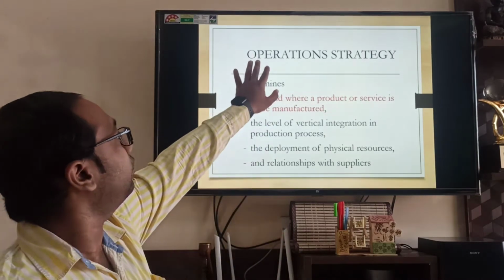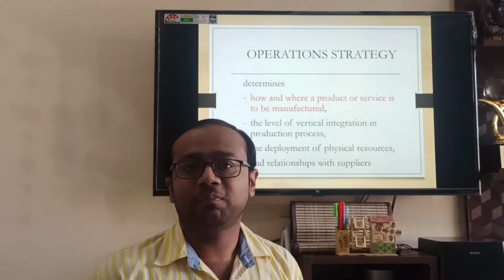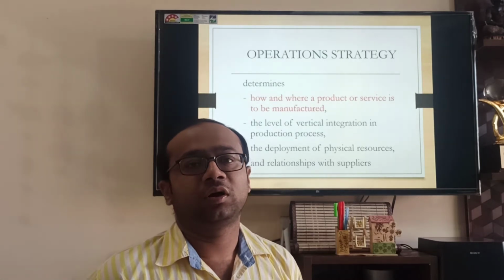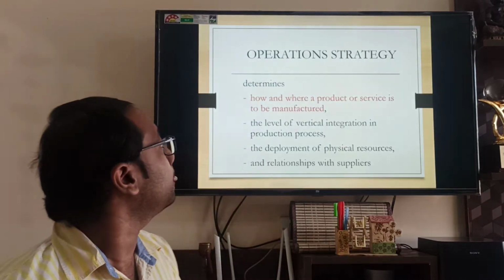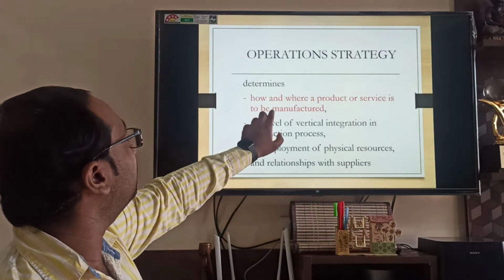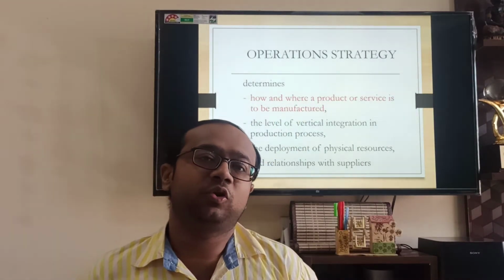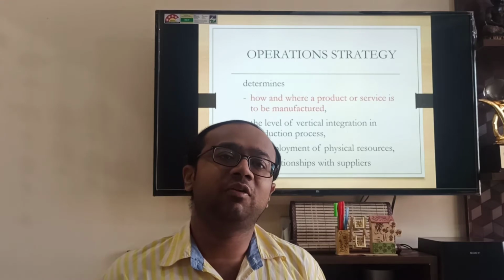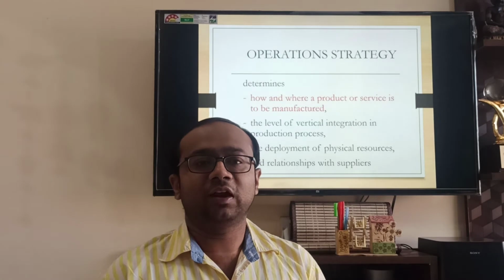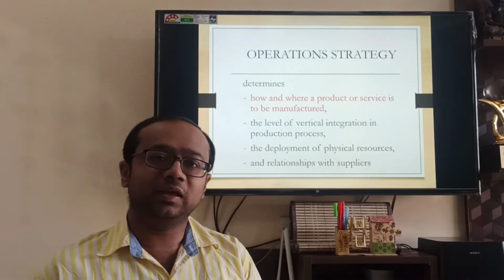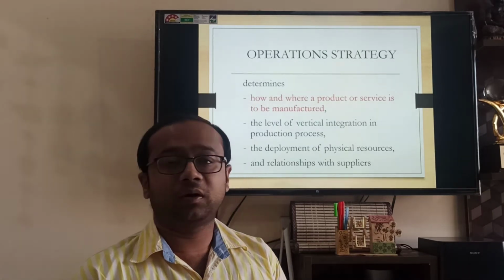Let us start. First of all, we discuss what is operations strategy. Operations, or supply chain, is a very important part. It includes your manufacturing decisions, purchasing decisions, as well as logistics decisions. When we talk about operations, it determines how and where a product or service is to be manufactured. For example, you are into manufacturing paint, so which location you will make it at, how you will make it, all those decisions come in operations. Whether it will be completely company owned land or it will be leased, all those decisions are part of the operations team.